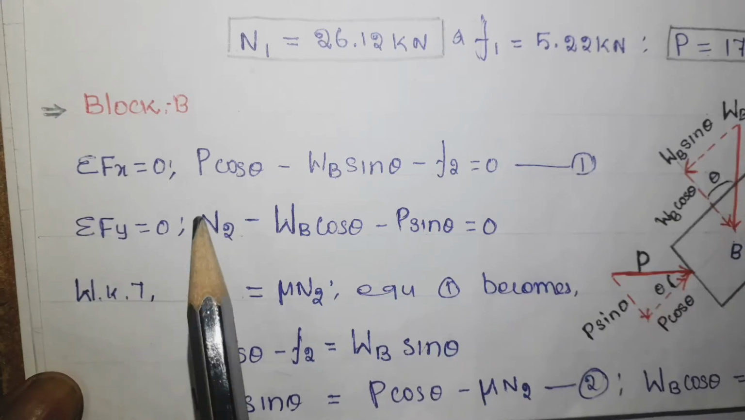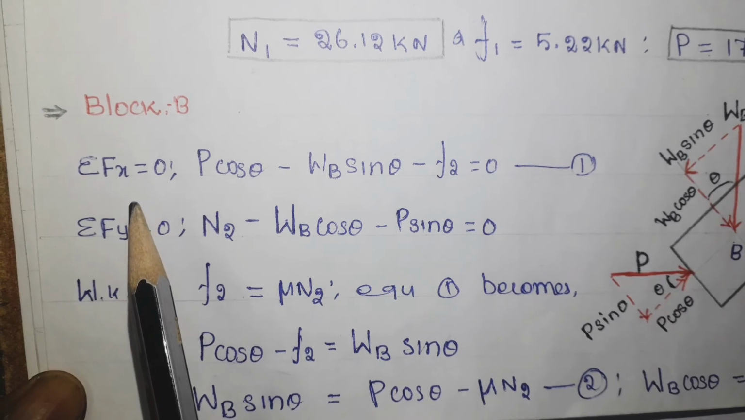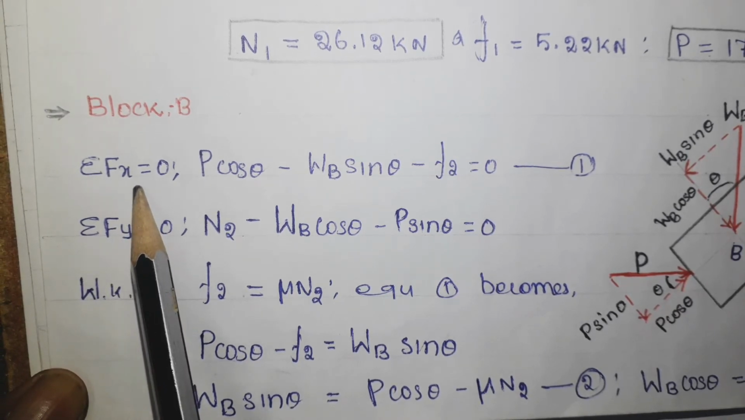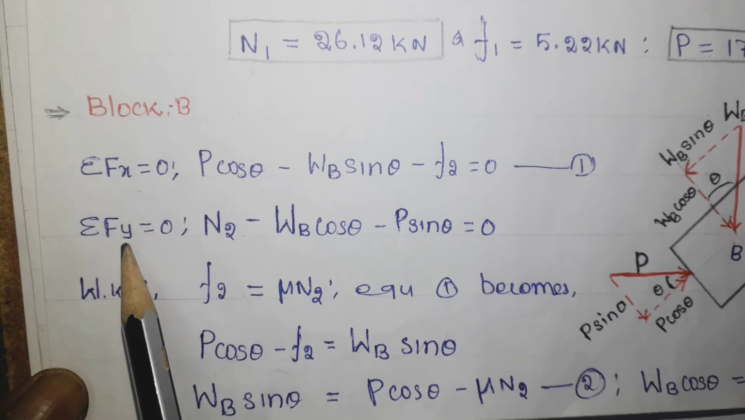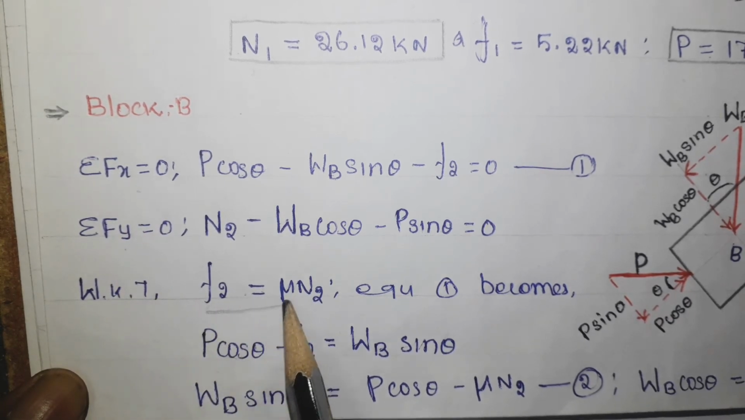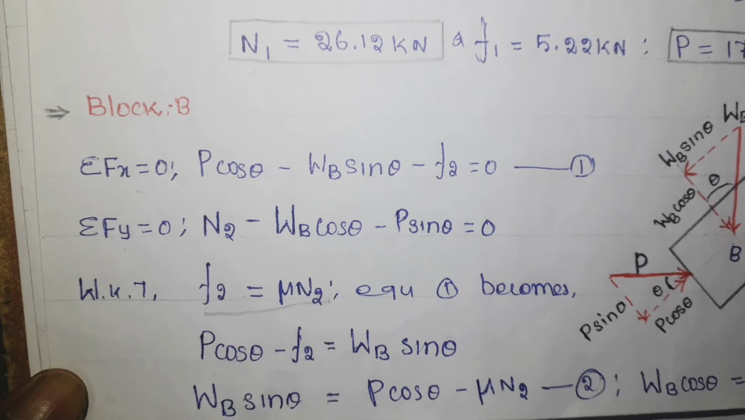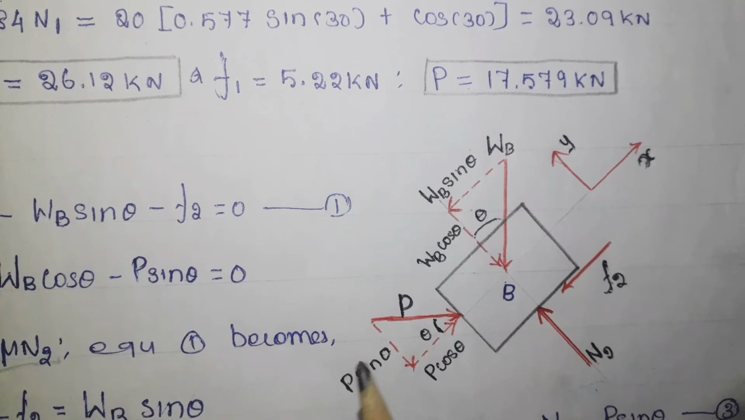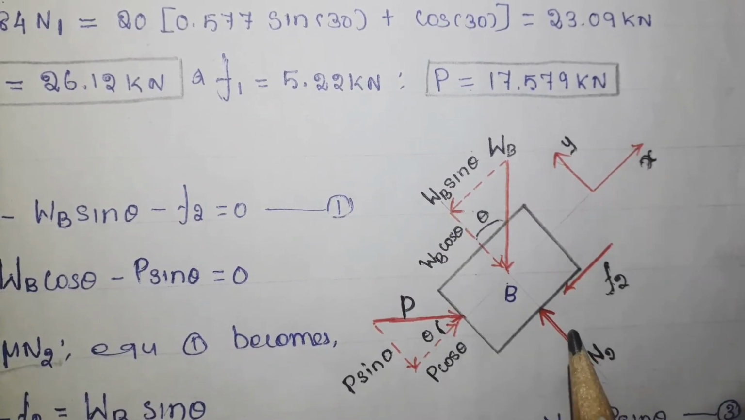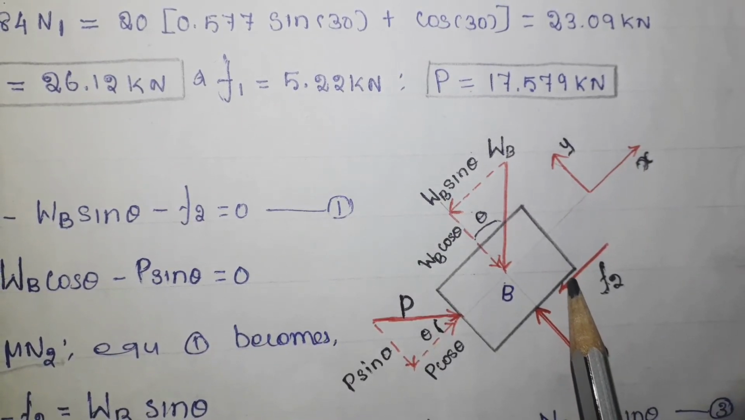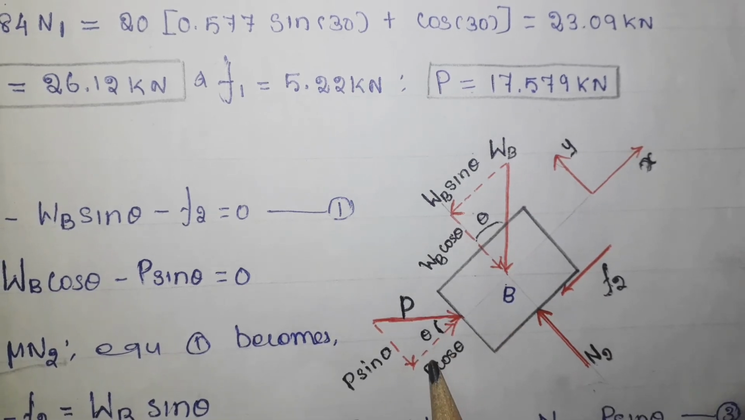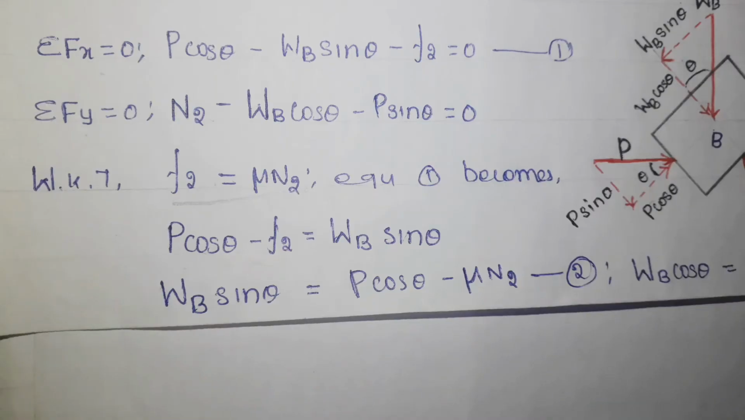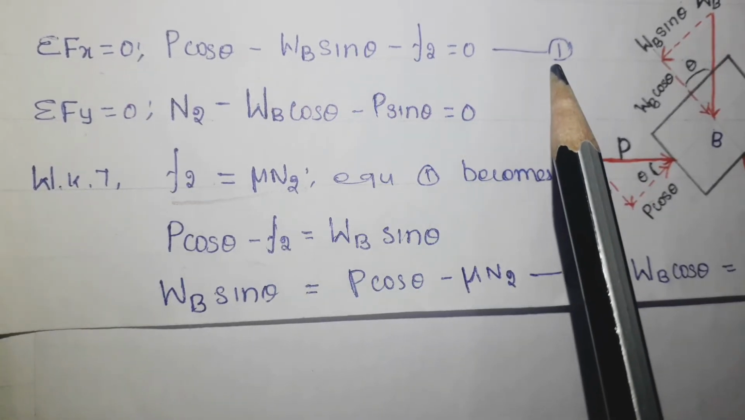As we discussed in the previous case, there are 3 equations to be used here also. First one is summation of all x components is 0, summation of all y components is 0. Then third one is the basic friction equation, F equal to mu into N2. Now just apply the first equilibrium equation. In this free body diagram, there are 3 x component forces. One is F2 negative, P cos theta positive, and WB sin theta again negative. Substitute into this equation and get equation number 1.